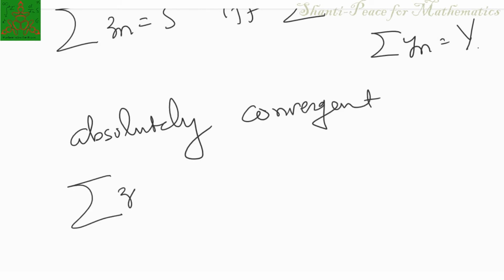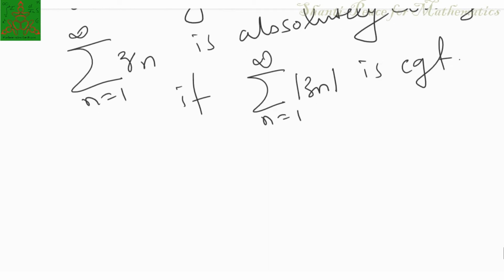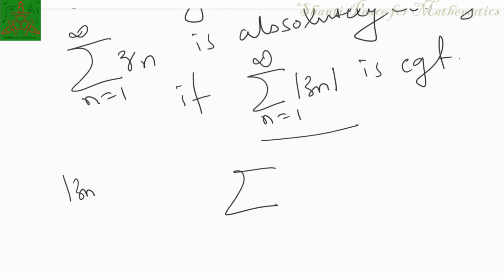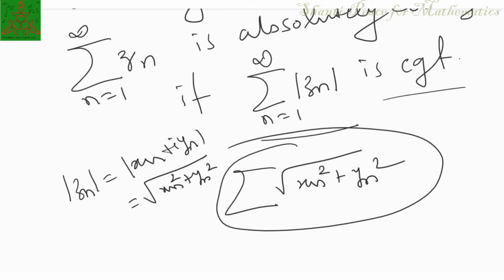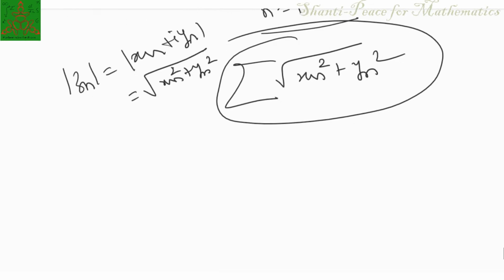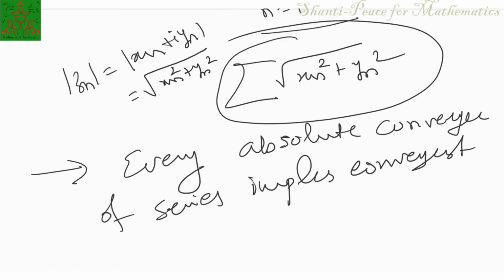Next definition we have is absolutely convergent. So I can say the series Zn, n running from 1 to infinity, is absolutely convergent if the series of mod Zn is convergent. Now what is this series? It is nothing but the mod of Zn. You know that if Zn is xn plus iyn, then this will be nothing but the square root of xn square plus yn square. So this is a series of real numbers. If this series of real numbers is convergent, we can say the given series is absolutely convergent, and from this we can state in one line that absolute convergence of a series implies convergence of a series. So every absolutely convergent series is always convergent.